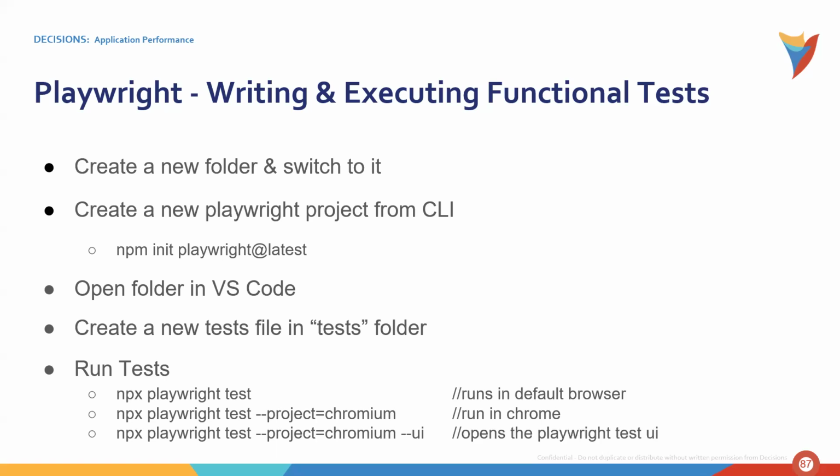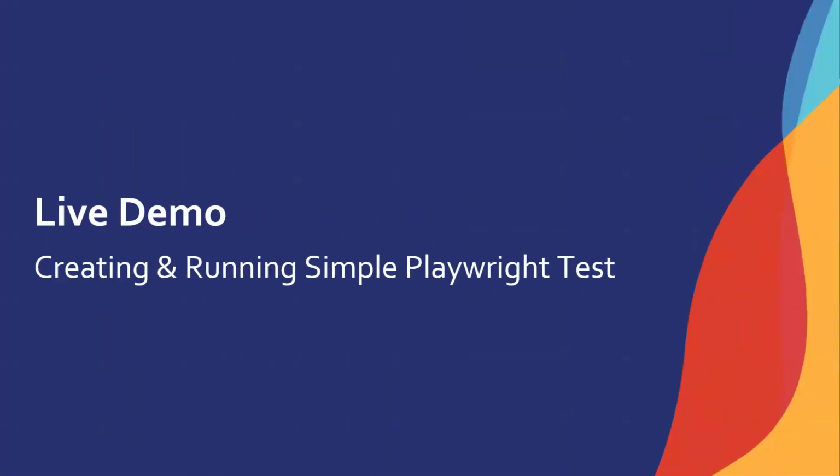We can also open the trace viewer of Playwright and see the test getting executed. And we can also go ahead and see all the requests that are being processed, and we can see at what point my test failed. All of this, I can do with the help of trace viewer, which comes with Playwright. So now let's go ahead and write a simple Playwright test and execute it.